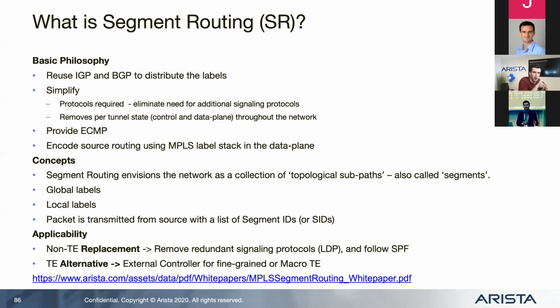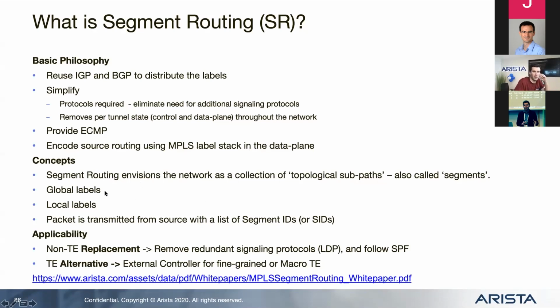So a few concepts of segment routing. Segment routing envisions the whole network as a collection of topological subpaths called segments. So what I mean here is that each part of the network, whether that's a node, a link, or a collection of nodes using an anycast view, segment routing will break the network down into these different components, and then is able to advertise them, because it is the IGP. It's able to advertise the entire topology to an external controller if you want to do traffic engineering. So again, you don't have to do traffic engineering, but you have this ability to.